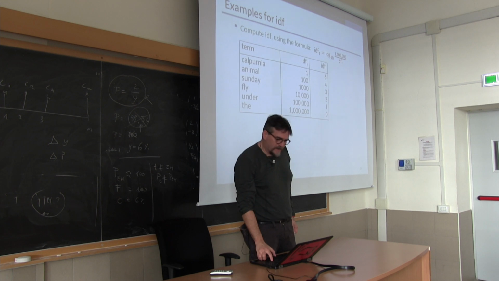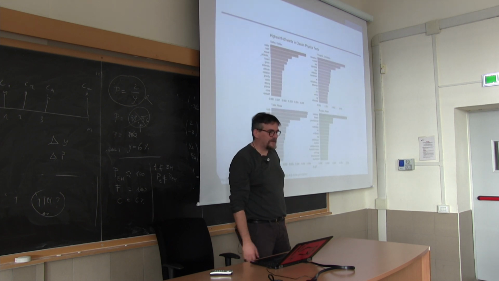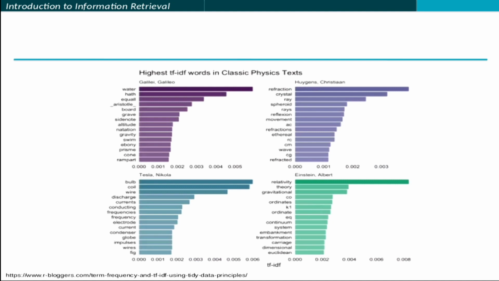Now, just for fun, there are examples here, you have the reference. I like this. This is an example of the highest tf-idf words in classic physics texts. And this tells you that if there is relativity, very likely it is a document by Einstein, because likely the others didn't use the word relativity so much.